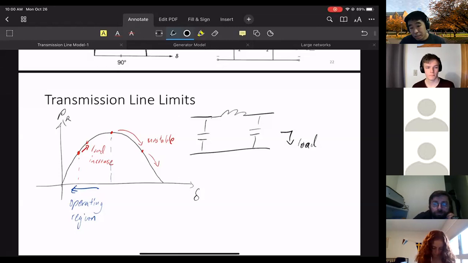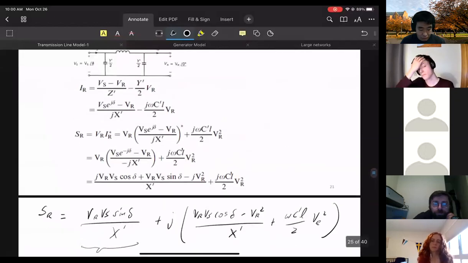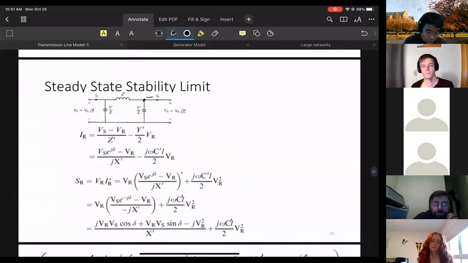Professor, when we calculate the sending power, why do we use only the Y prime over 2 times the VR, but not the other one, since we have the two capacitances? I want this current. The sending current just gets divided by Y prime over 2. The first Y prime over 2 doesn't matter, because I know the voltage at this end. I know this voltage is Vs. Since I know the nodal voltage, I know the current flowing through the impedance. I don't need the first Y prime over 2; it doesn't enter into the calculation. When we compute the sending power, we have to add the first Y prime. But for the receiving power, we don't. Okay, thank you.